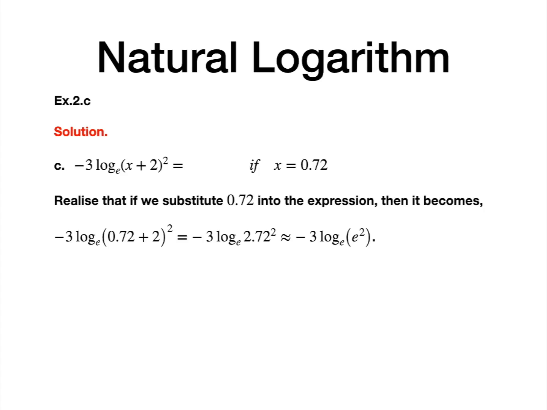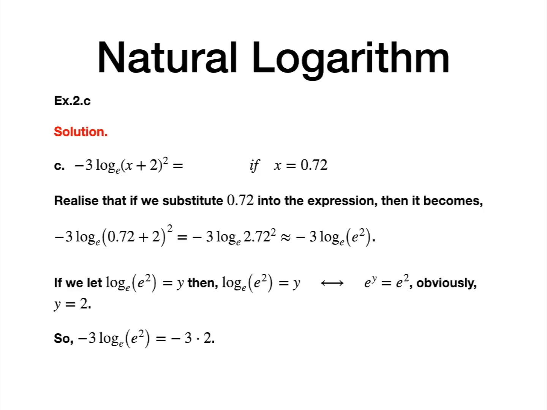For simplicity, we are going to deal first with the expression the logarithm of e squared to the base e. Now if we are going to replace that as y, then we can rewrite that into its exponential form, which is e raised to y is equal to e squared. Obviously, y then must be 2, or that the logarithm of e squared to the base e must be 2. This means then that the expression negative 3 times the logarithm of e squared to the base e can be simplified into just negative 3 times 2, which means that negative 3 times the logarithm of the quantity x plus 2 squared to the base e when x is 0.72 is approximately negative 6.